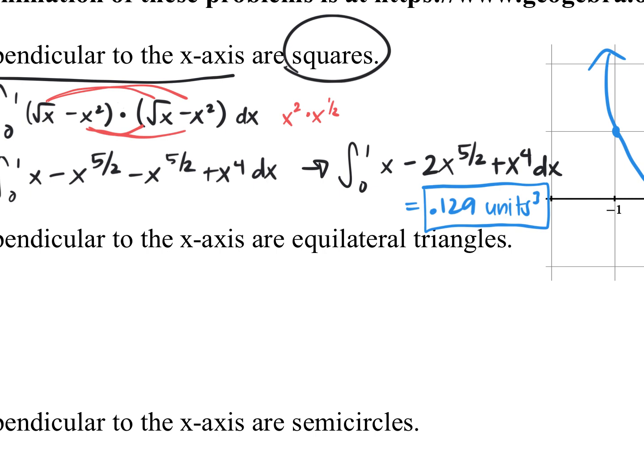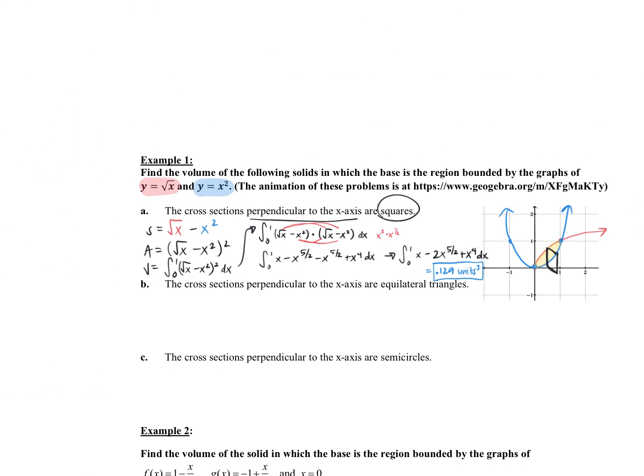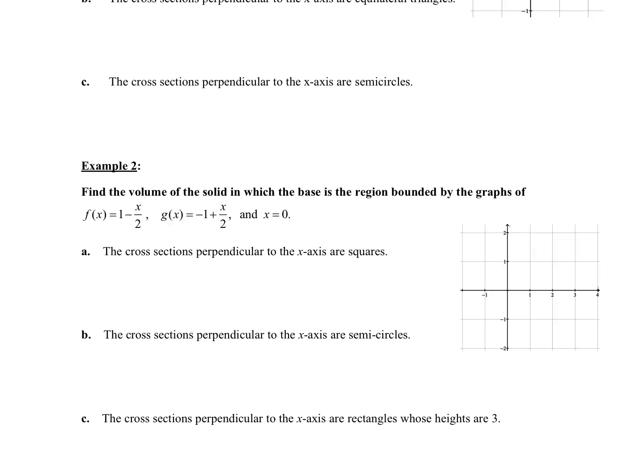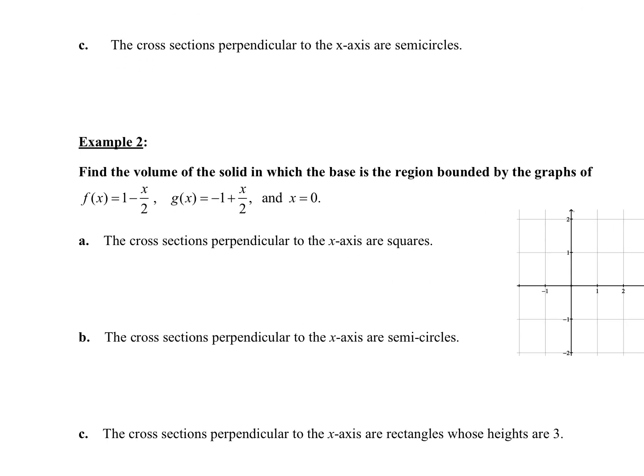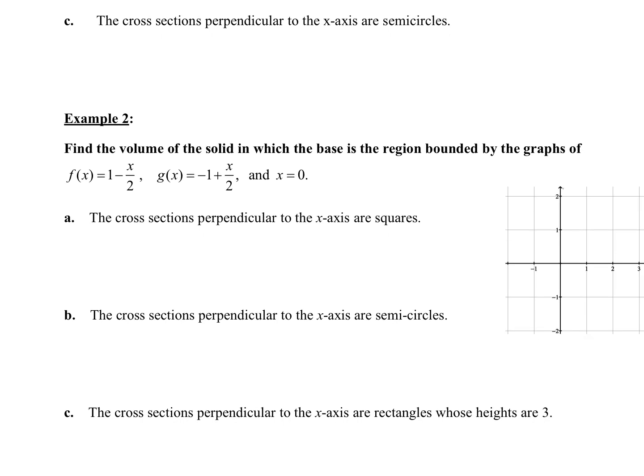Okay. All right. We're going to skip the equilateral triangles and the semicircles, move down here, and we are going to talk about cross sections of squares. So example 2a we're going to look at. 2c will be our last example for the day. So I've got 3 equations here, 3 functions. I'm going to color code, do 3 different colors here for my graph. I'll do red, blue, green.